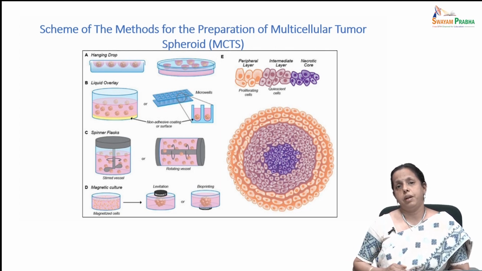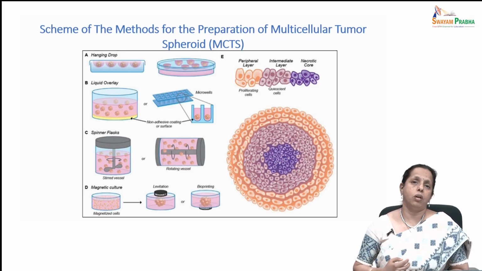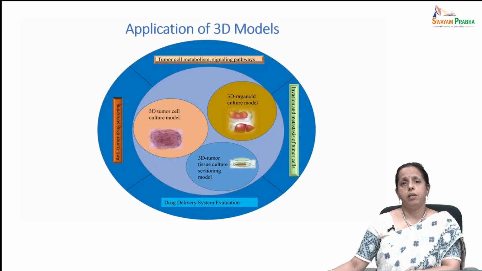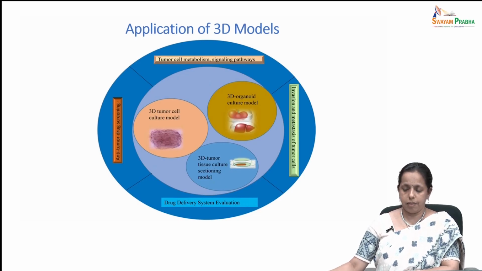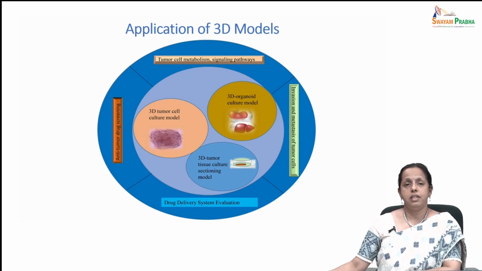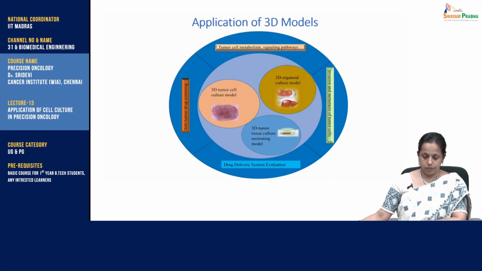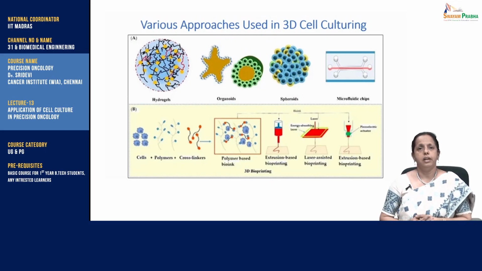So we have further stepped up now from the cell lines to the spheroids or the MCTS, so that we can imitate a tumor microenvironment to some extent. As with the 2D model, the 3D organoid culture models are very well applied for tumor cells to understand tumor cell metabolism and signaling pathways, and to understand the invasion and metastasis of tumor cells, for drug delivery system evaluation. Yes, can the drug penetrate, and then it's easy to section this particular model, and anti-tumor drug screening is very, very important.